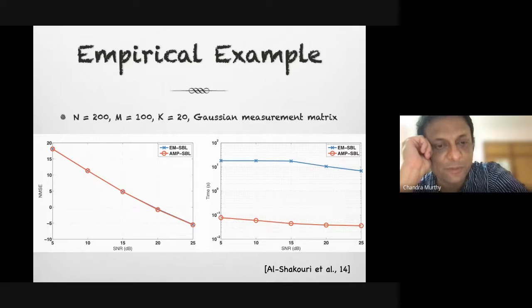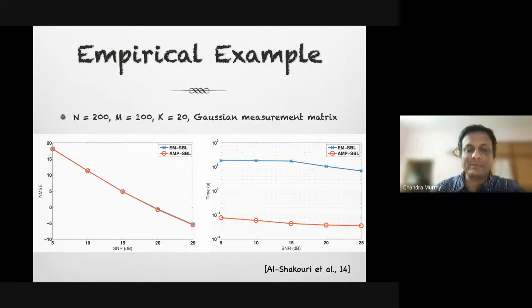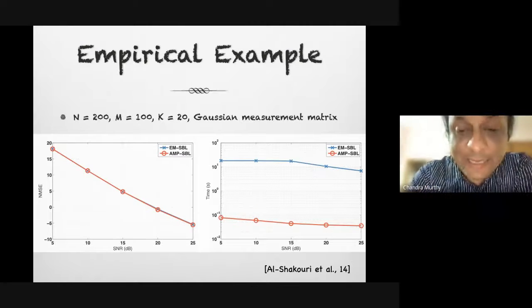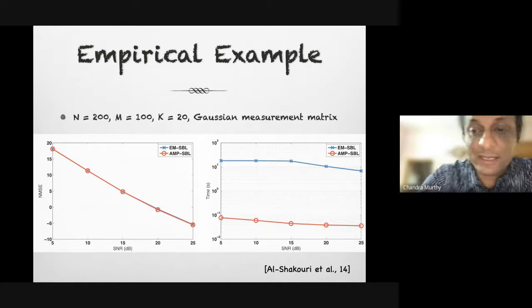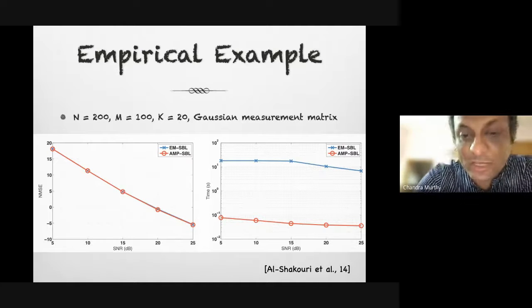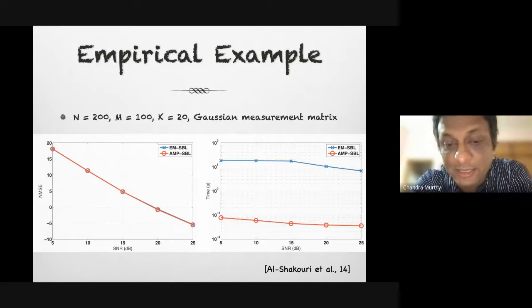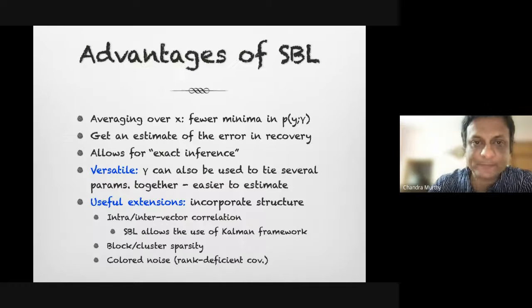And we see that the performance of this AMP-SBL is exactly matching with EM-SBL. So there's no loss in performance. But if you look at the right side plot, which shows the runtime of these algorithms, you see that there is actually a 2 orders of magnitude plus reduction in the computational complexity by using the AMP-SBL approach compared to the EM-SBL approach. So it is computationally much simpler than the SBL and offers nearly exactly the same performance.